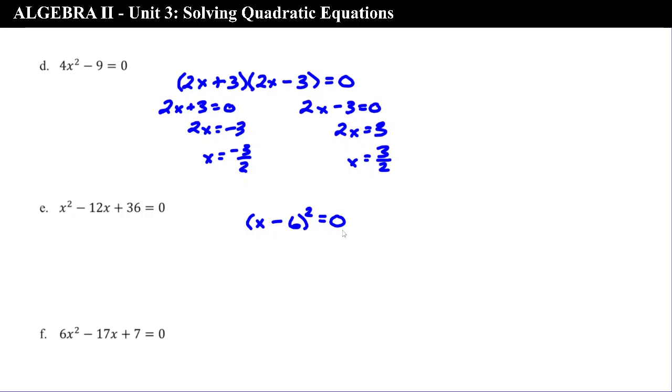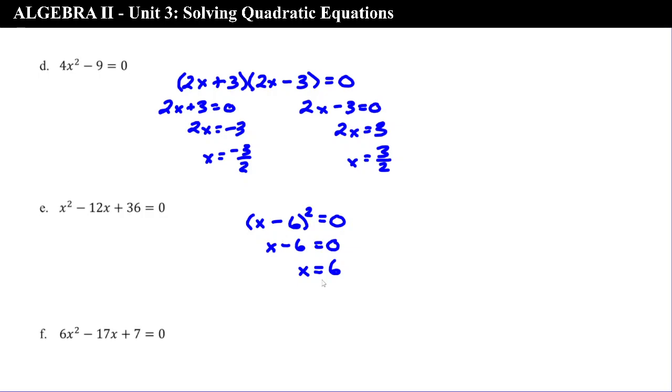This one doesn't have to be split up, because what happens if we take the square root of both sides? Well, we end up with what's left here on the inside of the square, because the square root of a square cancels. Square root of 0 is simply 0, and then we add 6 to each side, and we find that x equals 6. So if you were to graph this particular equation, you would find that you have one solution, and that one solution is the vertex, and the vertex is at 6, which means our axis of symmetry is also at 6.